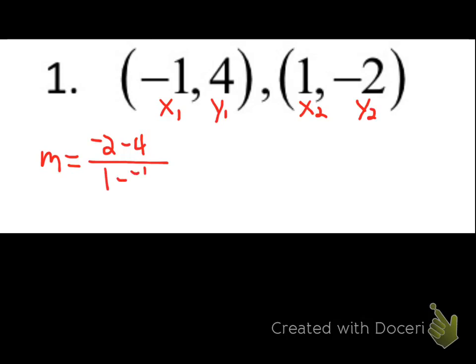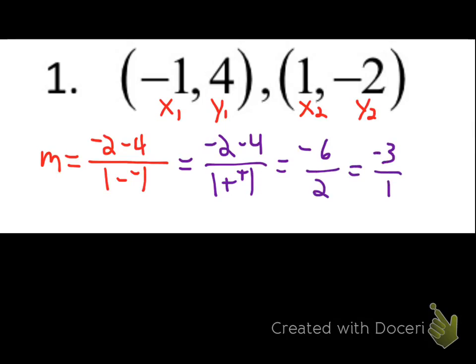So our slope now is going to be negative 2 minus 4 over 1 minus negative 1. And if you look at the denominator here, since we are subtracting a negative, that's essentially adding. So sometimes we're actually adding. I'm going to change that to 1 plus positive 1. And then my final answer is going to be negative 6 over 2, which simplifies to negative 3 over 1, or just negative 3. So that slope is negative, which means if we were to graph the line containing these 2 points, it would be decreasing from left to right.